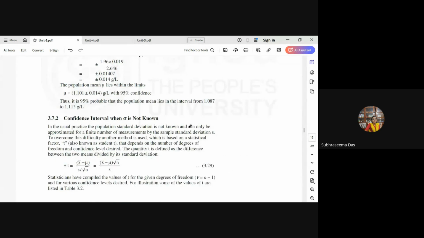Now, in another case, for calculation of the confidence interval when sigma is not known, there is a statistical factor called t, or sometimes the student t test, and it is given by this formula: plus minus t, given by equation 3.19.